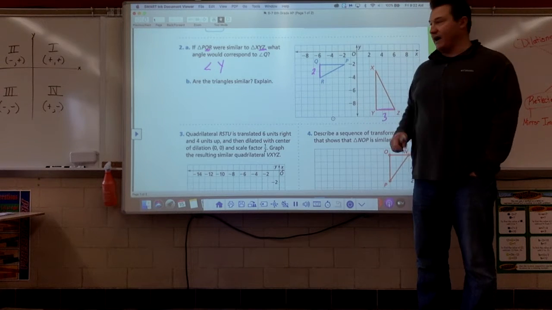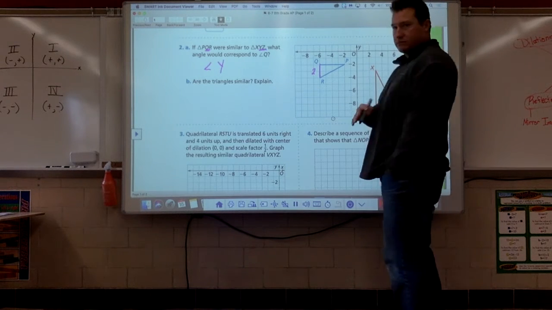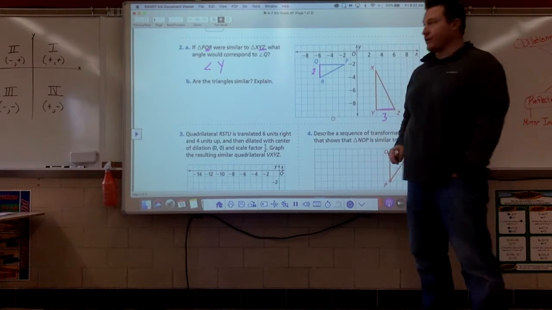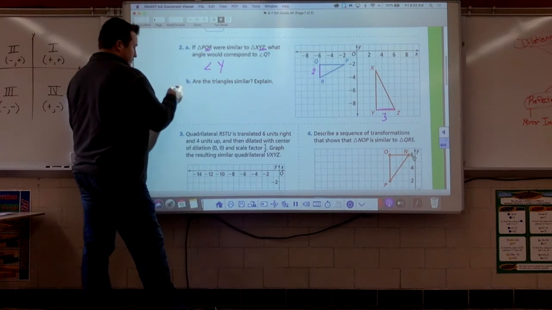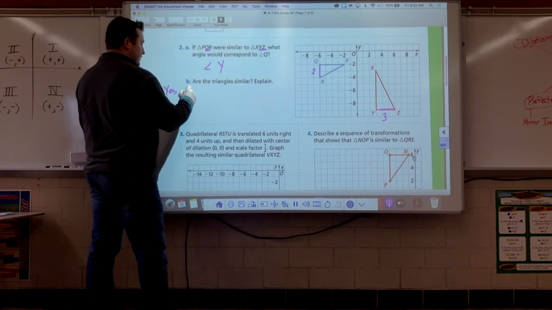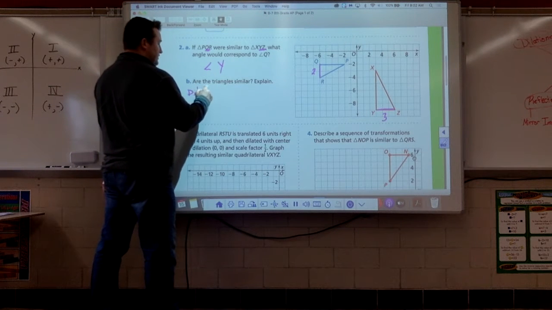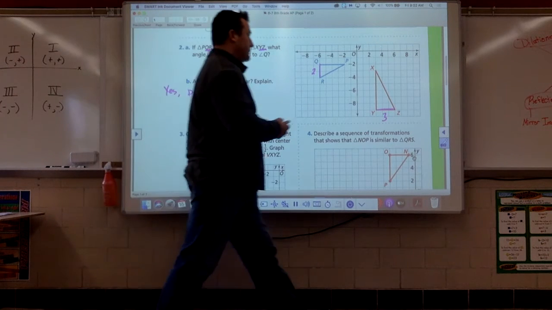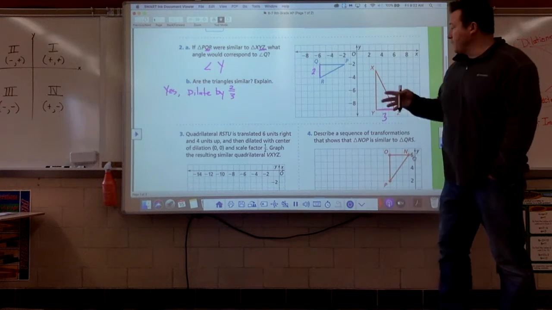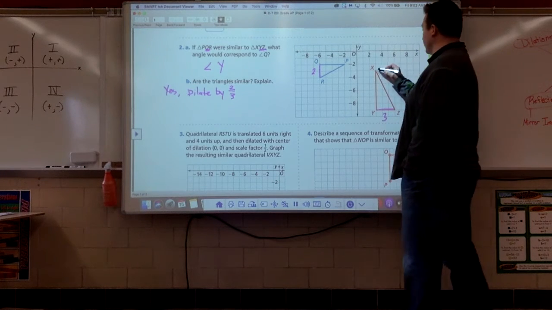This is my scale factor. It's not a trick question. It's just 2/3, guys, all right? So I'm going to assume that, yes, our triangles are similar. So the very first thing I would like to do is dilate by 2/3, okay? What will that do for me, you ask? Well, that will make my triangle smaller, okay?